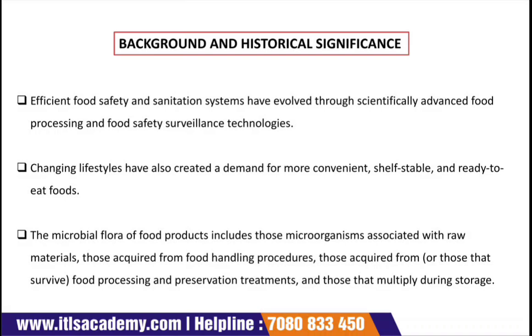So the microbial flora of a food product includes those microorganisms that are associated with raw materials, those acquired from the food handling process, those acquired from food processing and preservation technique treatments, and also those that multiply during storage. So see, when the food is in the raw stage, let us take an example to understand this.